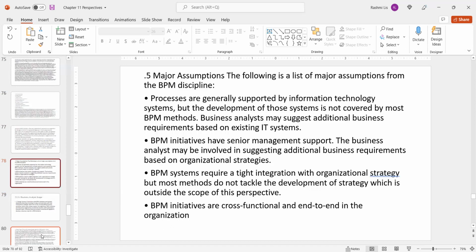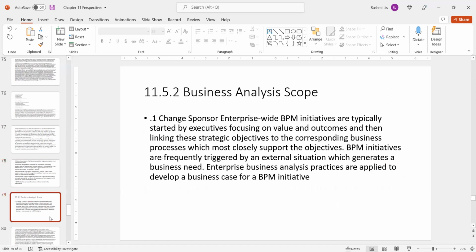So I would highly recommend going to the BABOK Guide to really understand the BPM perspective. What I did want to cover though is the scope and the underlying competencies piece. From a scope perspective, change sponsor: enterprise-wide BPM initiatives are typically started by executives focusing on value and outcomes, and then linking these strategic objectives to corresponding business processes which most closely support the objectives.